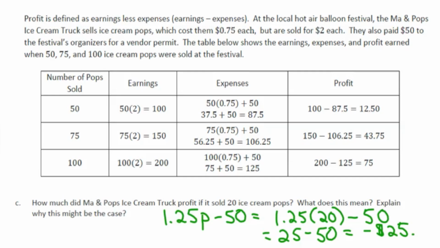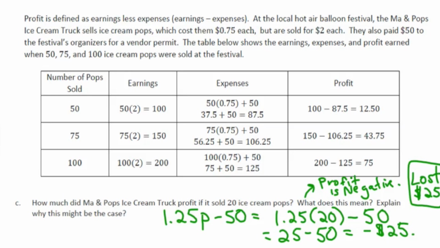So the question is, what does this actually mean? A profit could be positive or it could be negative. In this case, we have a negative profit. Well, that means that actually Ma and Pop did not even earn any money. They didn't make a profit. In fact, it means that they lost $25. Essentially, they didn't sell enough ice cream pops for the fact that they had to pay a $50 permit fee.